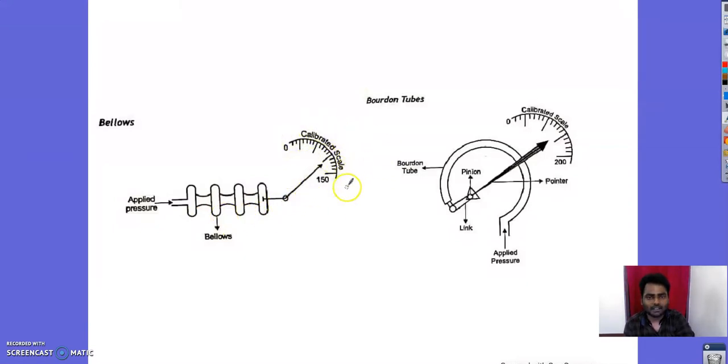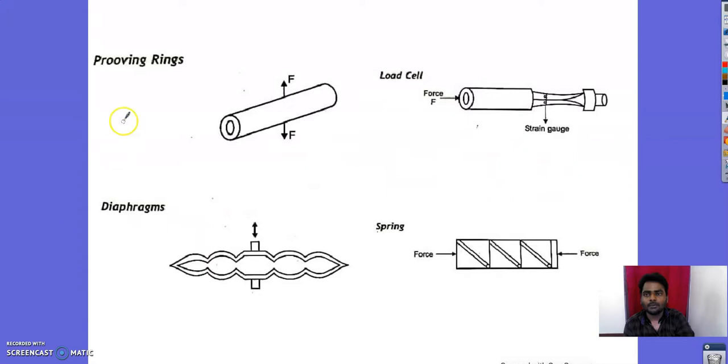They have a calibration scale. Here is the Bourdon tube, in which pressure is applied through the tube, and in turn it changes the measurement of the measured quantity. With the help of this calibrated scale, we can understand the value. And this is the proving ring. When force is applied in this direction, it changes the value shown by the pointer.